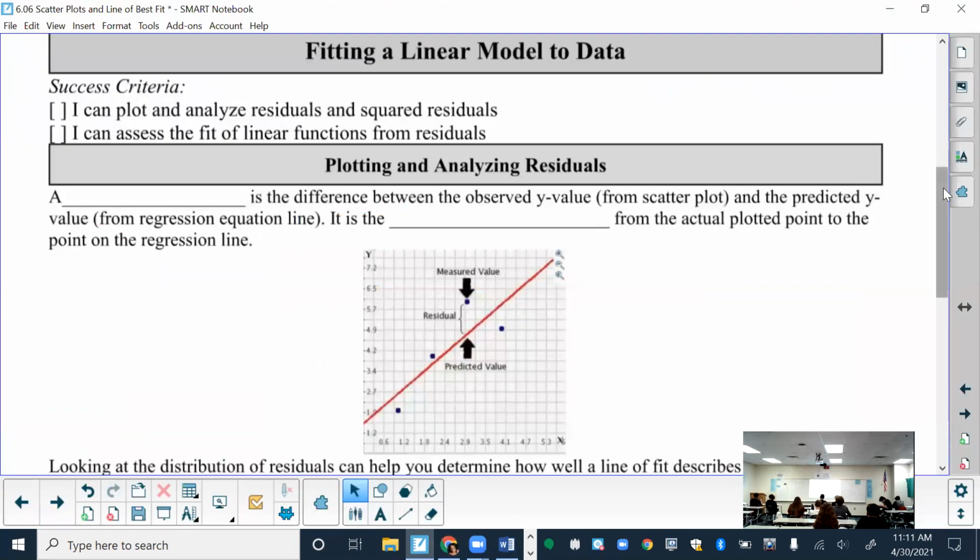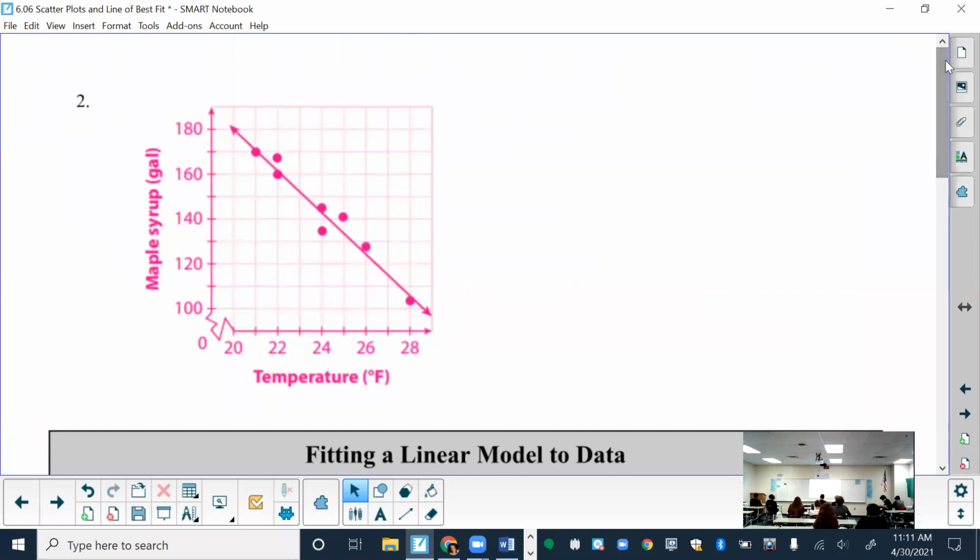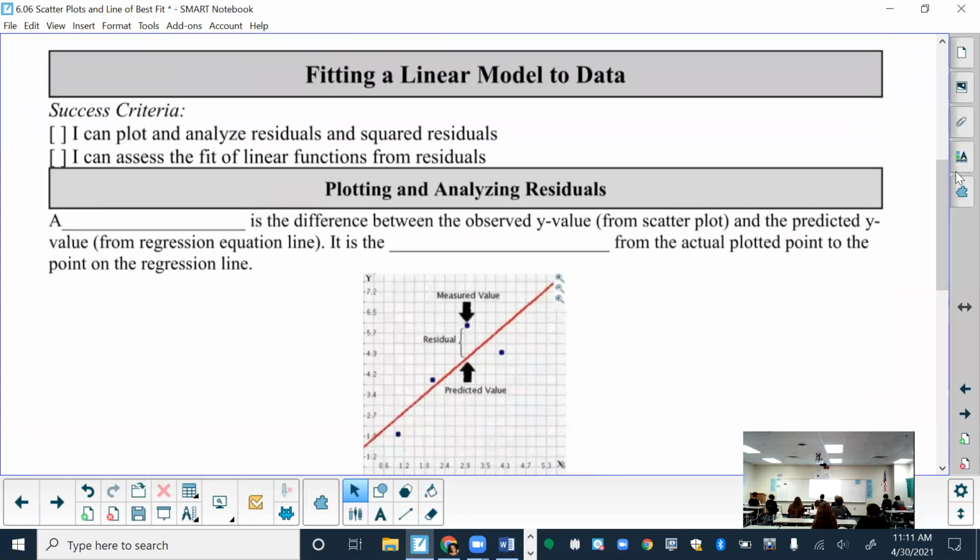All right. So on page 3 of your packet, we're starting here. So page 3 of your packet. If you lost it, I do have some more that are on the back table. All right, but today, like I said, we're talking about what are called residuals. So that's the first blank right here. Residuals.